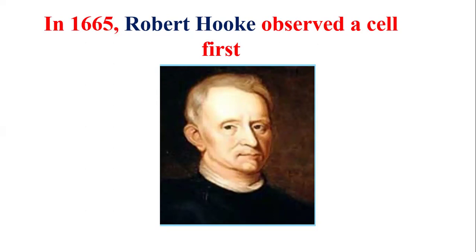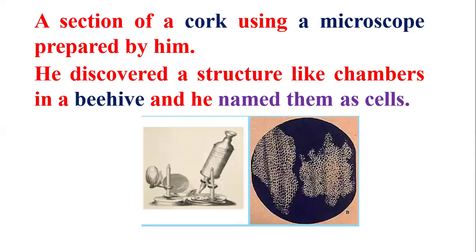Robert Hooke observed a cell first. In 1665, he observed a section of cork using a microscope prepared by him. He discovered a structure like chambers in a beehive and named them cells. This is the microscope that Robert Hooke used to observe a section of cork.